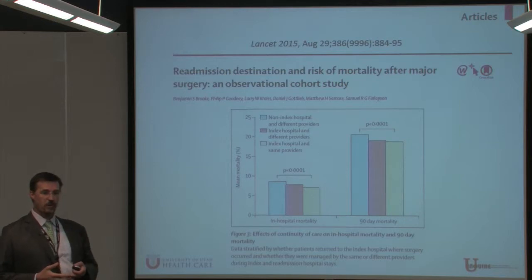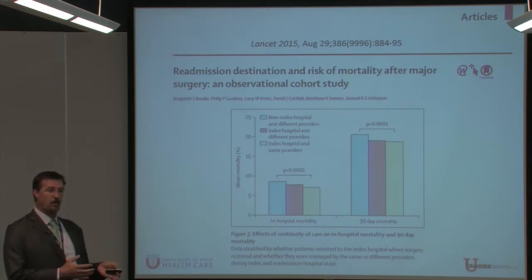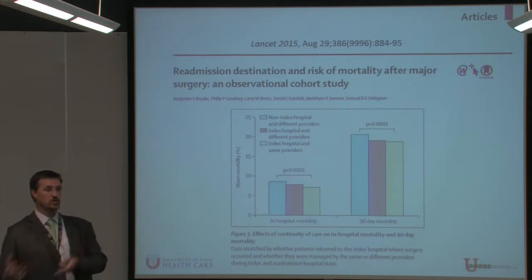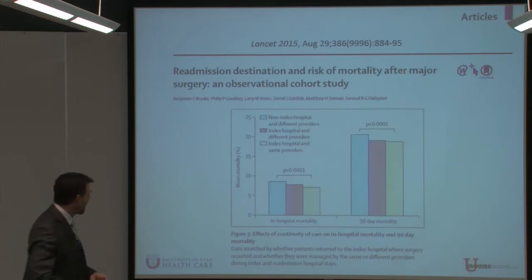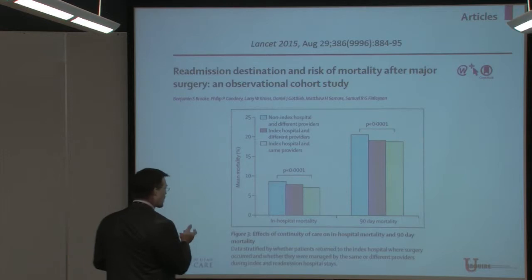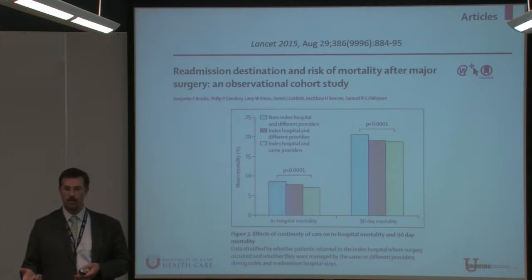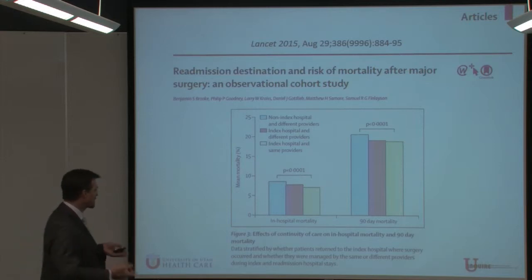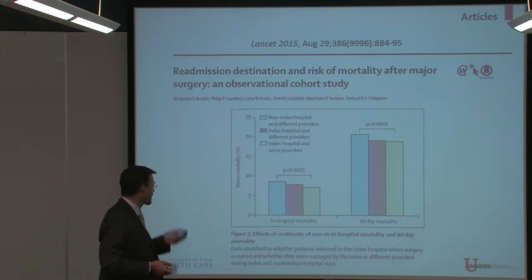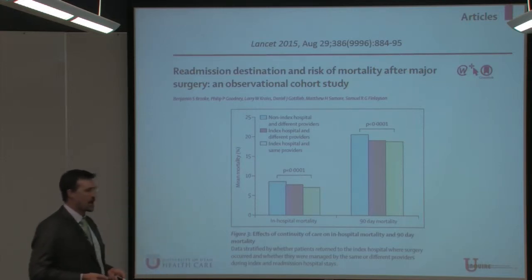So, this was something that we looked at in a recent study that was just published this summer in Lancet, where we used Medicare claims for over 9 million patients that had undergone one of 12 different high-risk operations and low-risk operations, and we stratified patients by whether they went back to the same index hospital that they had their operation and saw the same providers versus going to a different hospital.